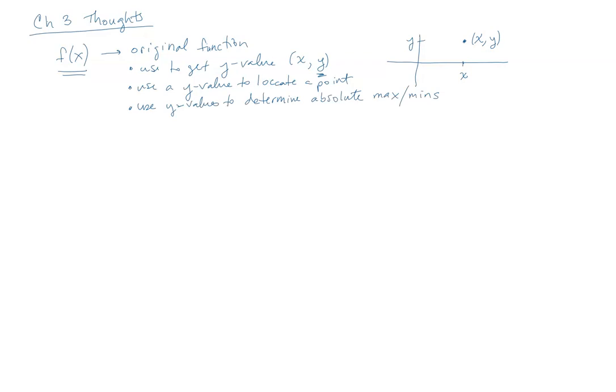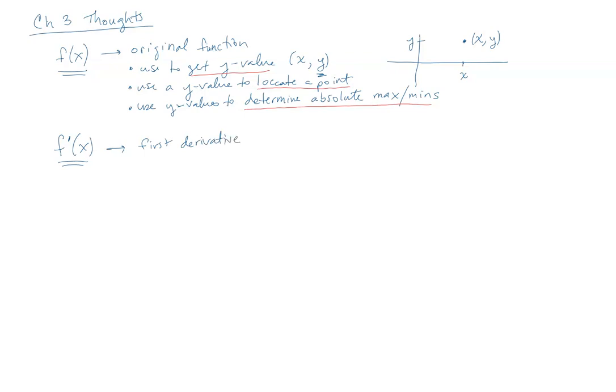Okay, so to summarize, f of x, we get y values. We locate points using the x and y values, and then we use those y values to determine absolute maxes and mins. All right, the next level of function that we know about now is the first derivative. We used to just call it the derivative. Now it's only the first derivative.